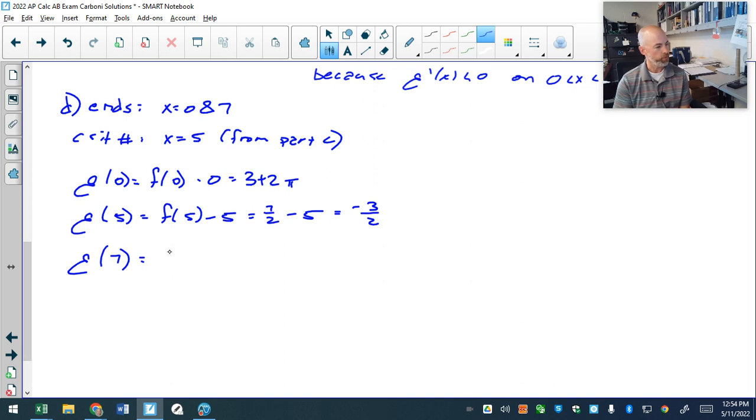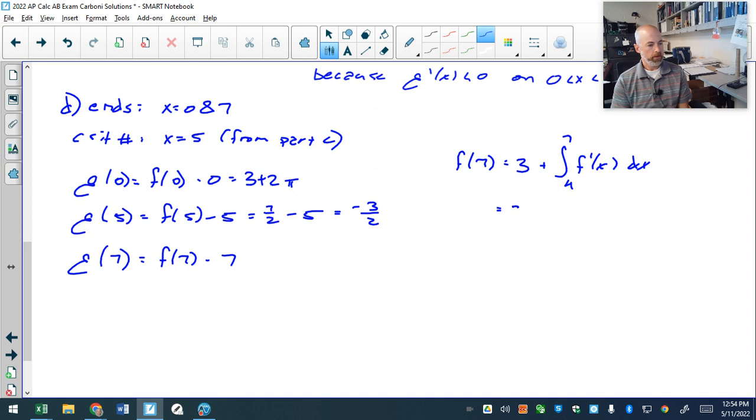G of 7 would be f of 7 minus 7. And I'm going to go over here and figure out f of 7, which will be your initial condition at 4 plus the area from 4 to 7 under the function f prime of x. There's another way that I could do this probably a little bit more efficiently, but I've already gone this deep with this approach. So the integral from 4 to 7, I see 1 to 3.5 for the area. So that's 6.5.